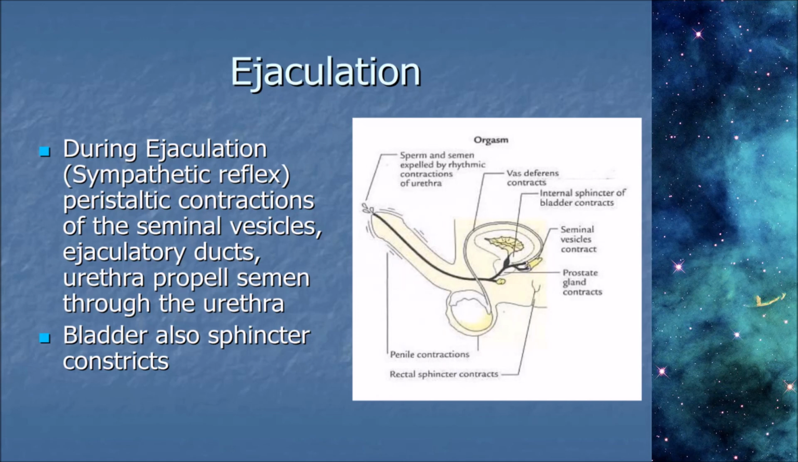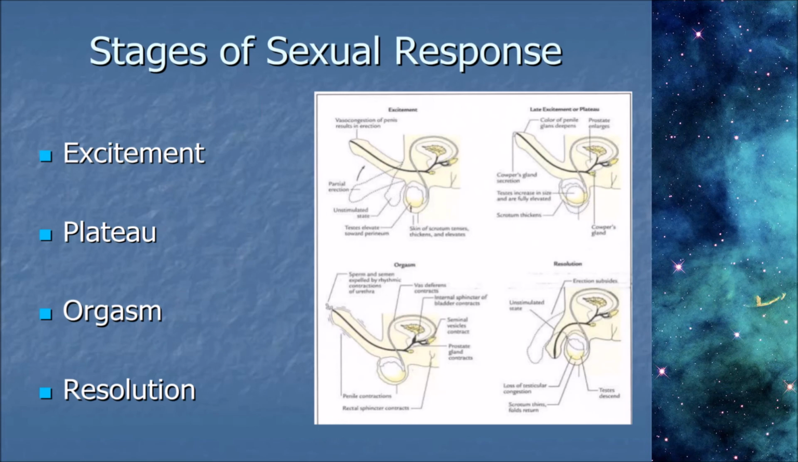And so you probably have noticed this if you're a guy, or maybe if you're a girl, that maybe your husband is not able to urinate right after ejaculating. And that's basically because the sphincter to the urinary bladder is sealed off during and immediately after the process of ejaculation.